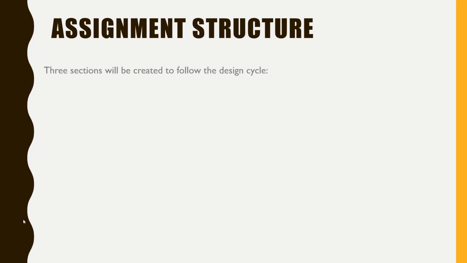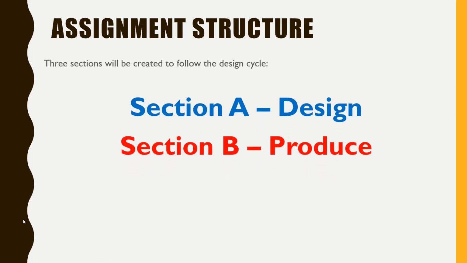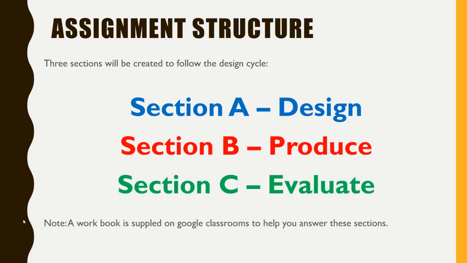The assignment structure will follow this design cycle. Section A will be the designing, Section B will be the producing, and finally Section C is where you evaluate it. As stated before, there is a work booklet supplied on Google Classrooms. Please use that to fill in Sections A and C, as it has all the templates already pre-built into it.